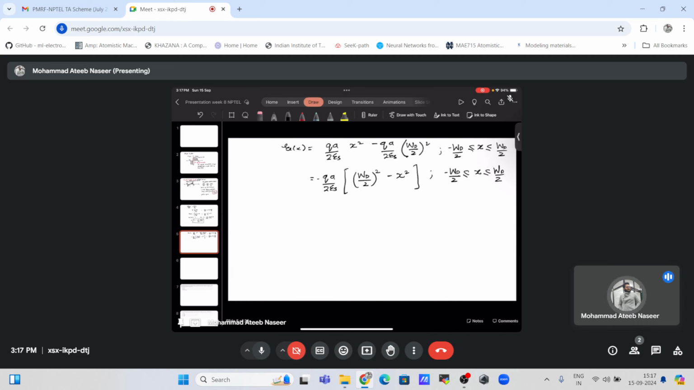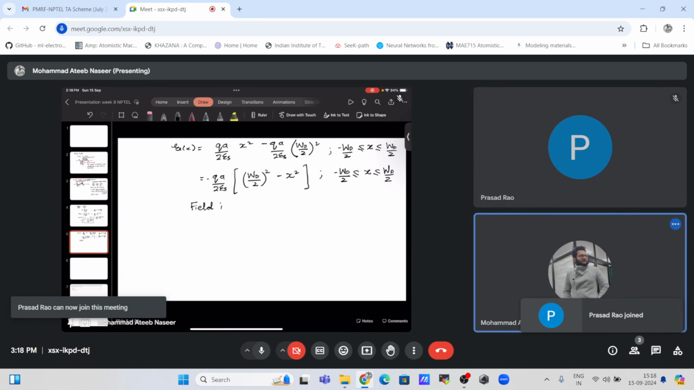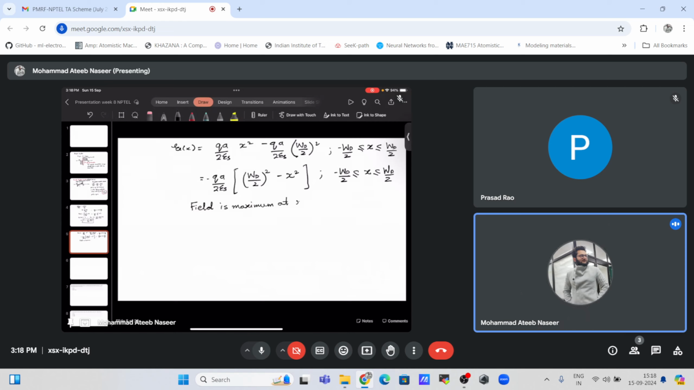Okay. And also we know that the electric field will be maximum at the junction, because the maximum field lines pass through that region. So this can also be verified: the field is maximum at x equal to 0. So we have been able to find the electric field for this linearly graded PN junction, which is the case in real or practical devices.